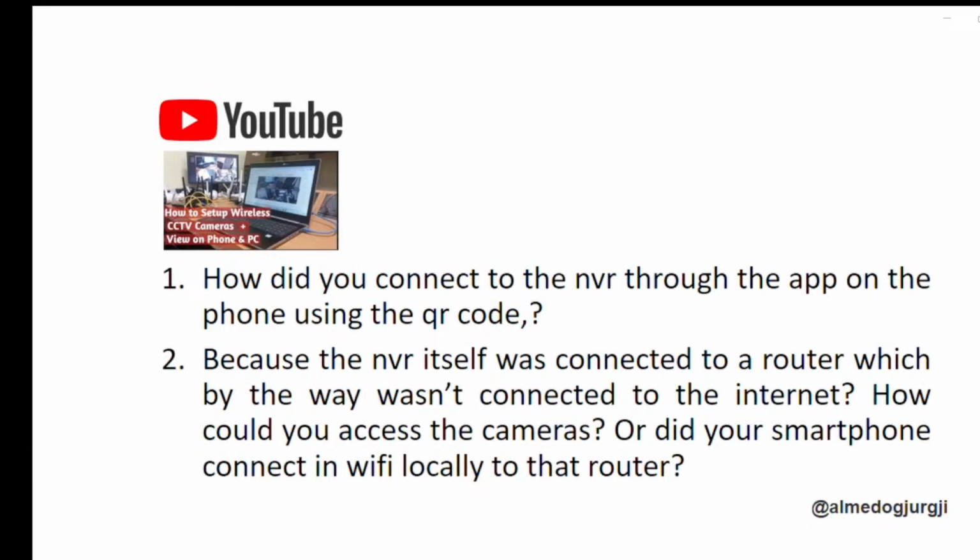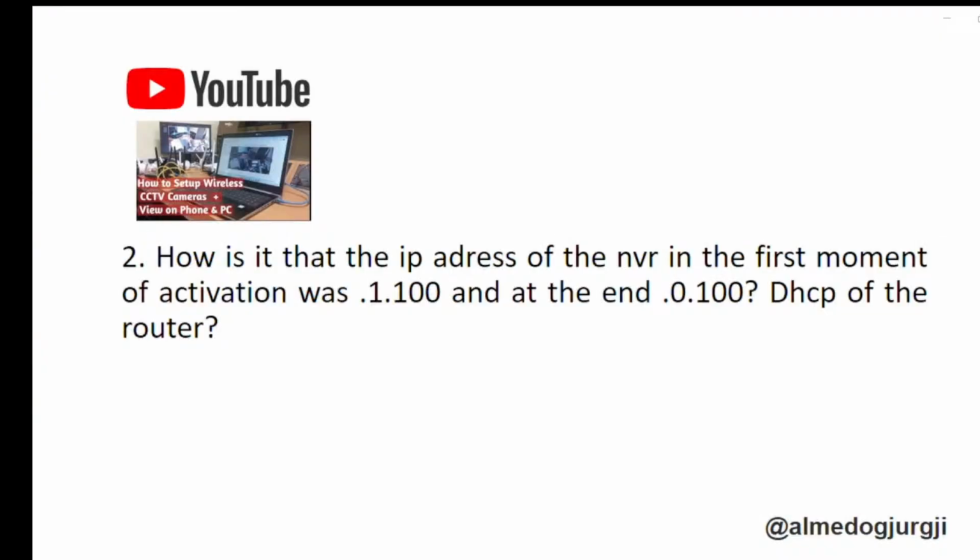The router has internet. The next part of the question says, how could you access the cameras, or did your smartphone connect in Wi-Fi locally to that router? No. As I've already explained, the router has a SIM card through which I have internet on the router, and that is what helps me to view the cameras online. Alright, let's move on to the next question.